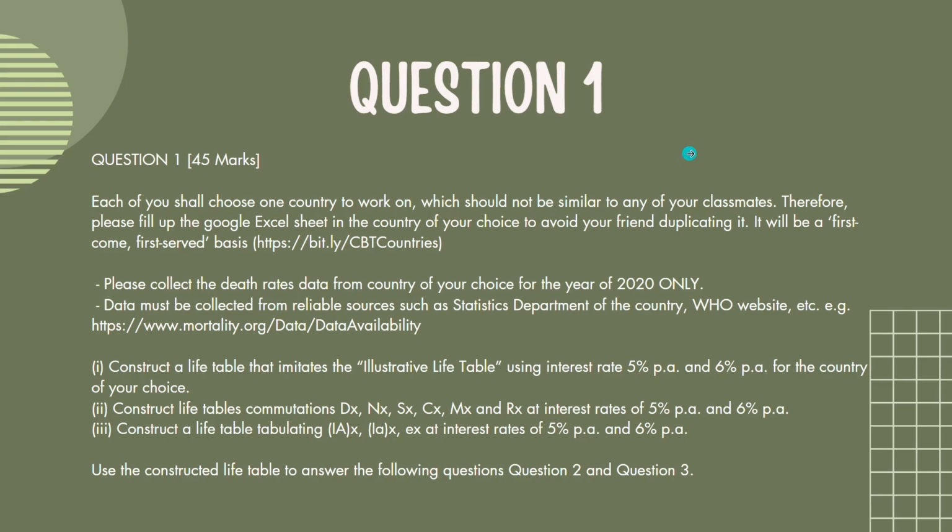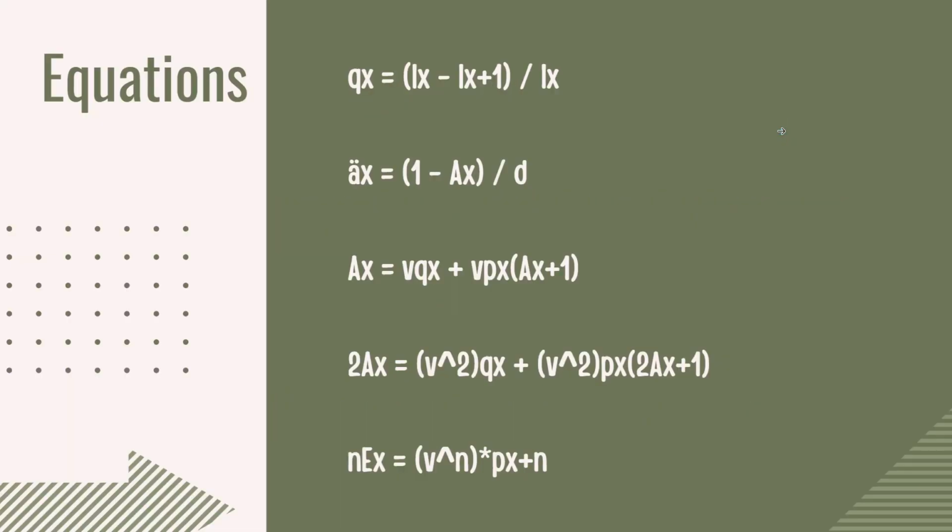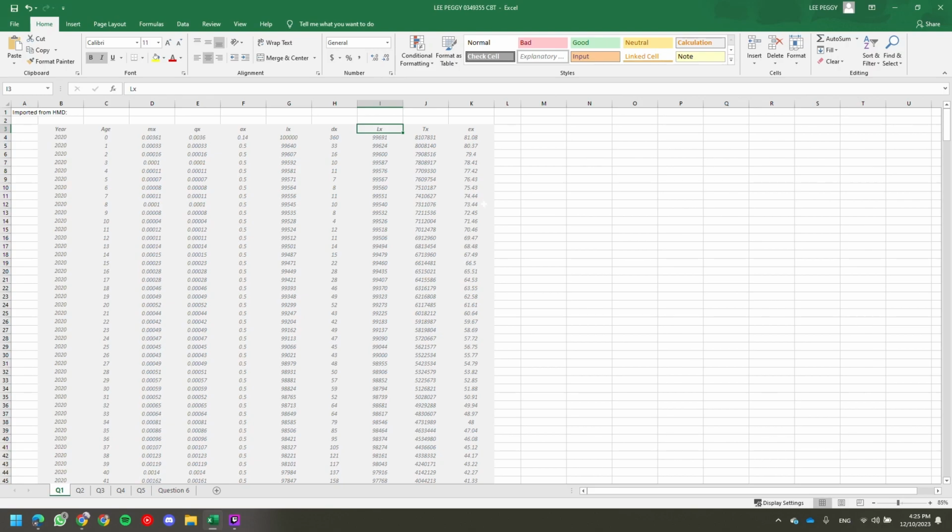So for the first requirement, illustrative life table, these are the formulas that will be used, because under this life table we have qx, double dot ax, capital Ax, 2Ax, and nEx as our components. So going to our Excel sheet, this is the information imported from the website, which is the data of Taiwan in year 2020. So the base information we will use is lx for this question.